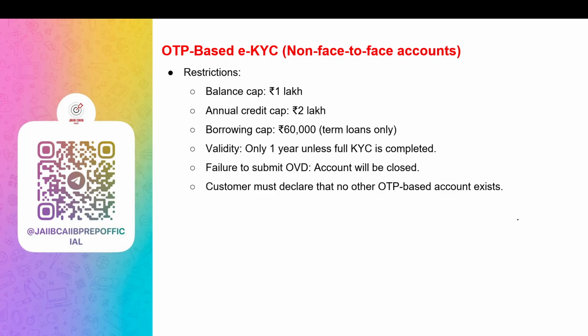Number two, credit limit. Total money received in a year cannot be more than 2 lakhs. Number three, loan limit. Only small term loans are allowed, up to 60,000. The time limit for these accounts is 1 year. Within this time, proper KYC must be completed. If not, the deposit account will be closed and no further loan money will be disbursed.